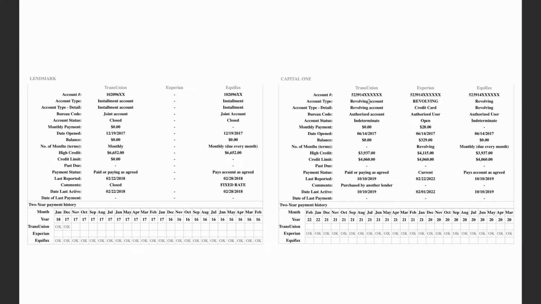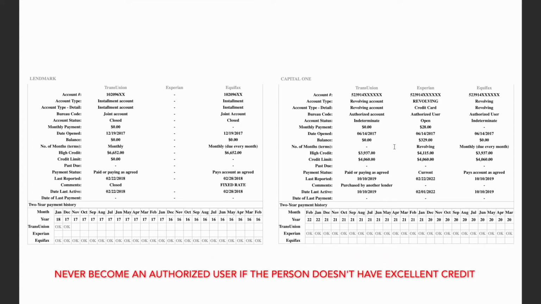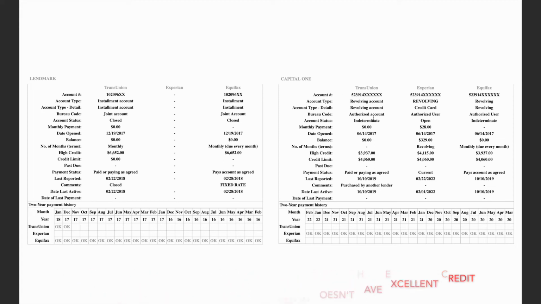just a little tip, never become an authorized user on somebody's account that doesn't pay their bills on time. Because whoever's an authorized user will inherit all of that person's payment history. And if they're late, it's going to show up on your report, and that'll bring your credit score down when it's not even your account. So always make sure of that.